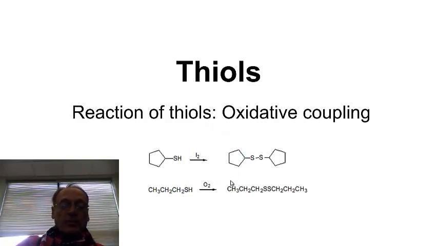Here's a couple of examples. Cyclopentanethiol, when reacted with I2, gives dicyclopentyl disulfide, or n-propyl thiol, when reacted with O2, gives di-n-propyl disulfide. That's the talk for today.